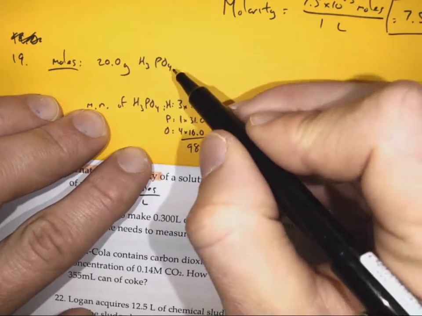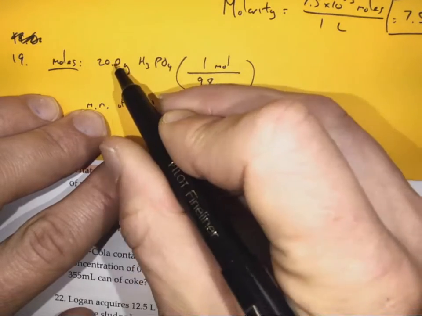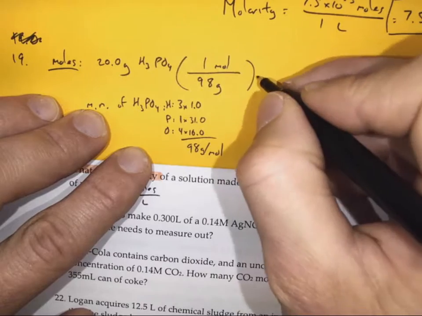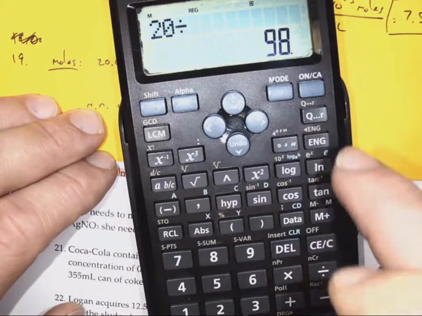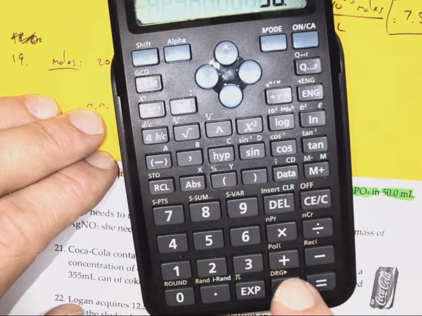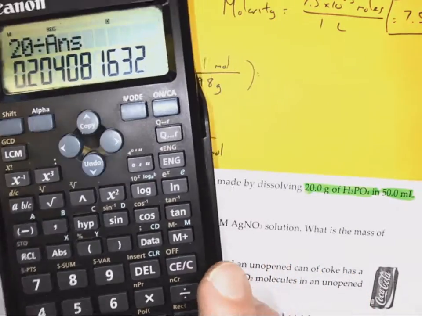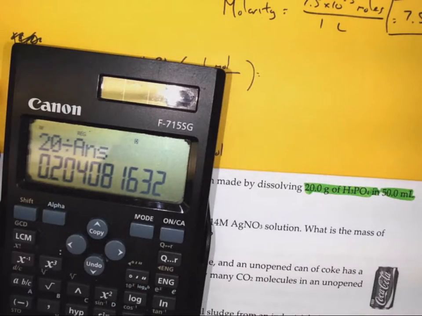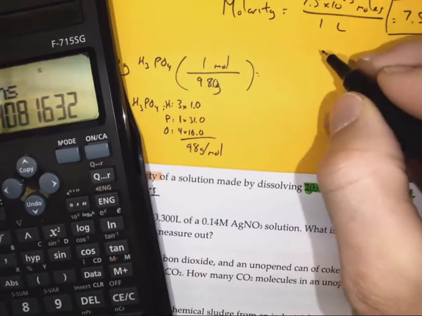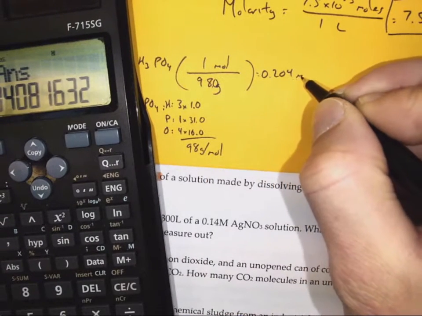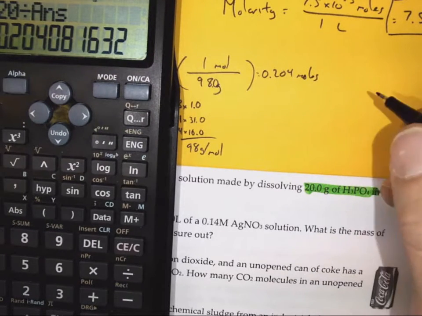All right, so if I have 20.0 grams, I know that 98 grams is 1 mole. So 20 grams, I'm just going to say is about 1/5 of a mole, or 0.2. Let's find out exactly how many. 20 divided by 98, but I already have 98 in my calculator, so I'm just going to press the answer button. And I get 0.204, which is about 0.2. Not bad. I should actually keep 3 sig figs, because that should have been 98.0. So I'll call that 0.204 moles.